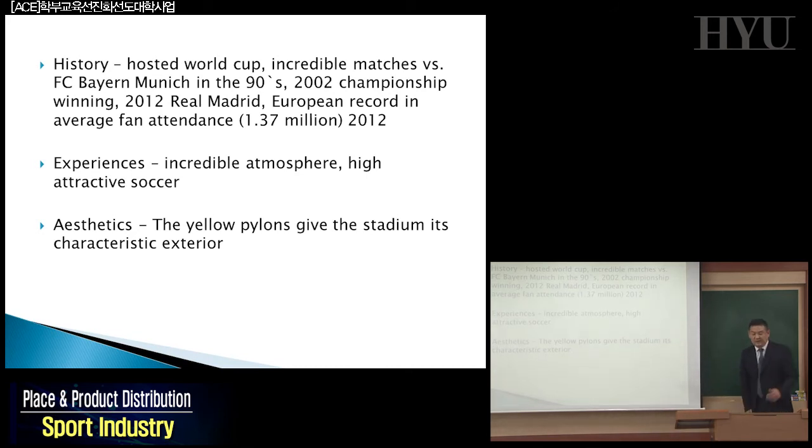The experience: an incredible atmosphere and highly attractive soccer, as you already saw in the YouTube clip. You just feel the surroundings, the feeling, the emotion, everything. Usually the surrounding yellow wall is the very, very unique thing in Borussia Dortmund's home park, right? Aesthetics: the yellow pylons give the stadium its characteristic exterior. That's a unique thing when you think about the German Borussia Dortmund home stadium, okay?